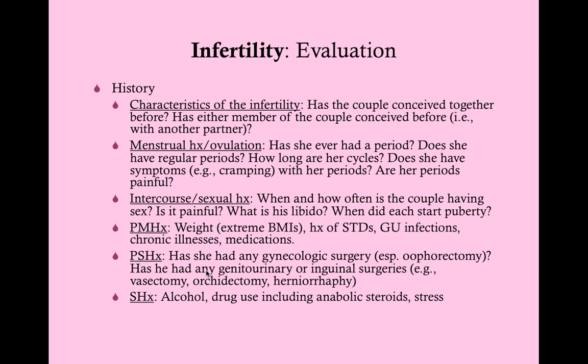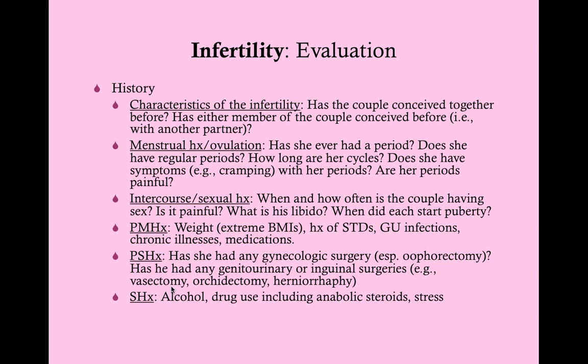Past surgical history. Has she ever had any gynecologic surgery? Has she had D&Cs? As we're going to see, D&Cs are associated with something called Asherman syndrome, which causes adhesions in the uterus, and that can interfere with the ability to get pregnant. If she's had an oophorectomy, typically they're okay if they're younger. They're still ovulating, but as you get older, it's going to be more difficult at an earlier age than if she has 2 ovaries.